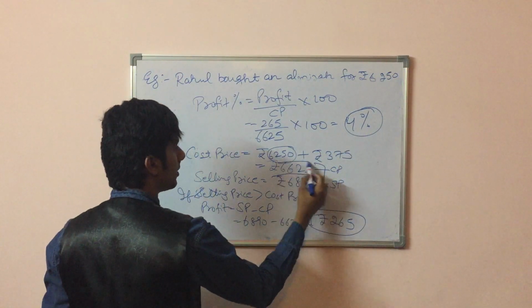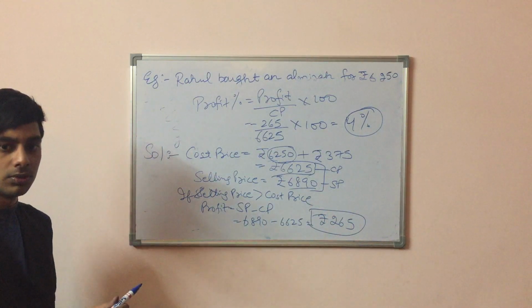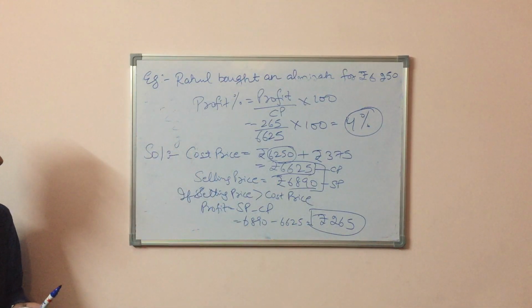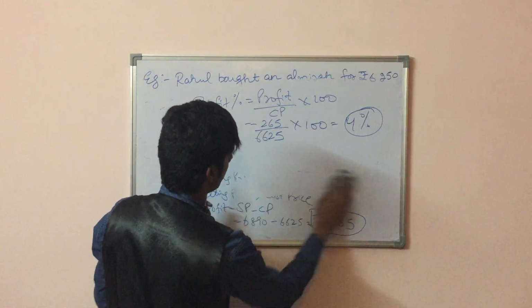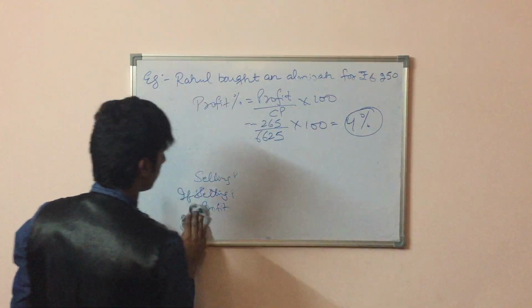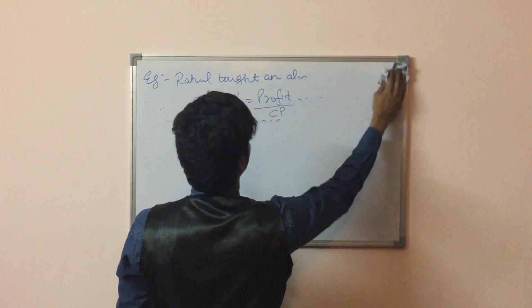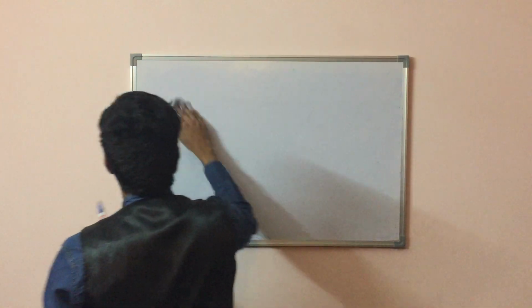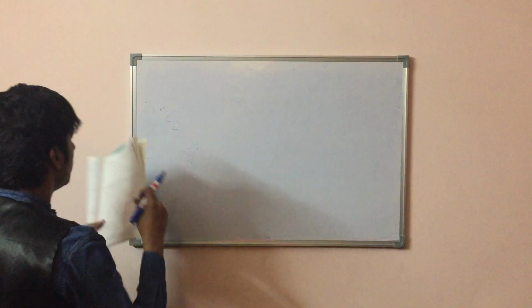These were our selling price and cost price, and this is our selling price, right? So let's do one or two more examples. Yes, so we have one more example on this too.